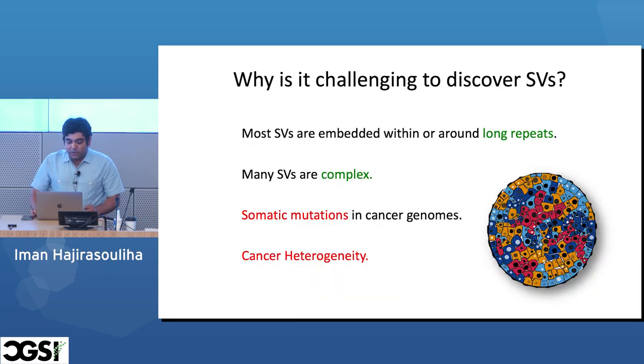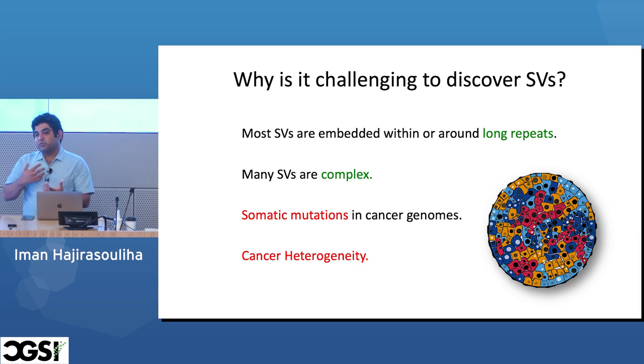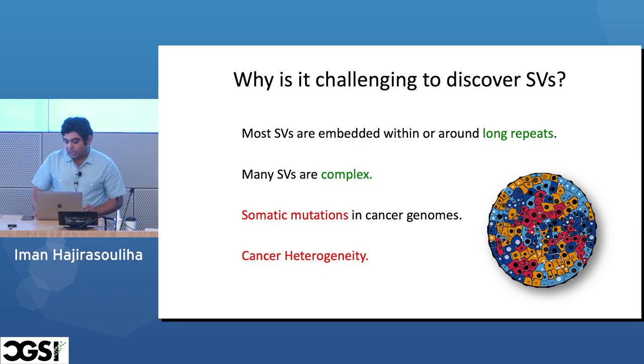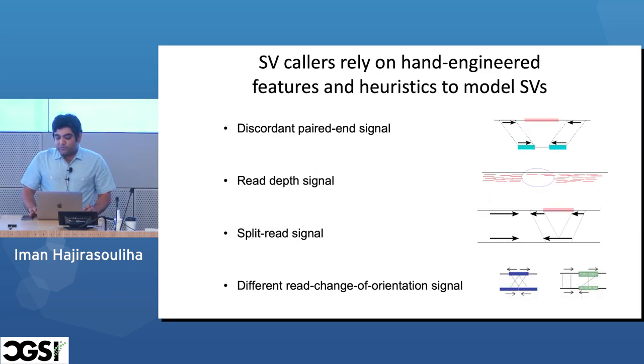Especially because SVs are embedded within or around these longer repeats, many of these SVs are very complex. And if you study cancer genomes, there is this problem of a mixture of tumor and normal cells, or cancer heterogeneity. So different cells may have different sets of mutations. So for the most part, SV callers currently rely on hand-engineered features and heuristics to model SVs.